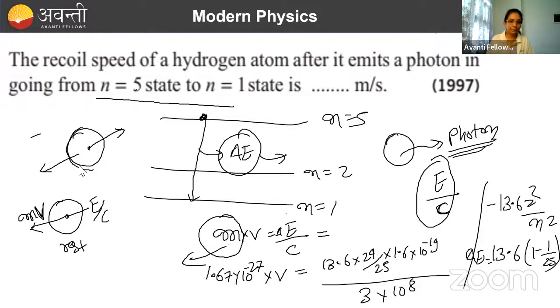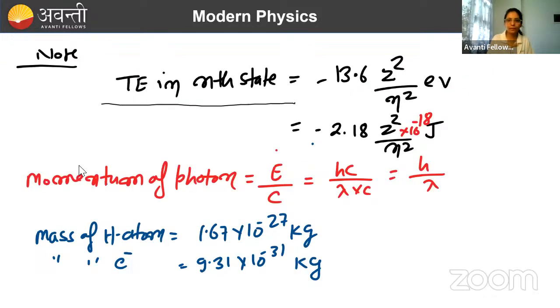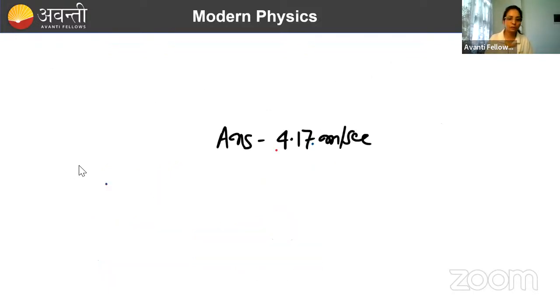Again, here there is no need to convert. We already know the energy in converted form. What do we write for the total energy in the nth state? This much. This formula I have just given you. In form of joule, if we have to write the energy, it will be equal to minus 2.18 into z square by n square into 10 to the power minus 18 joule. Then the mass of hydrogen atom has to be taken. Okay? Mass of electron will be neglected. So this is all the logic that we will follow for this question.